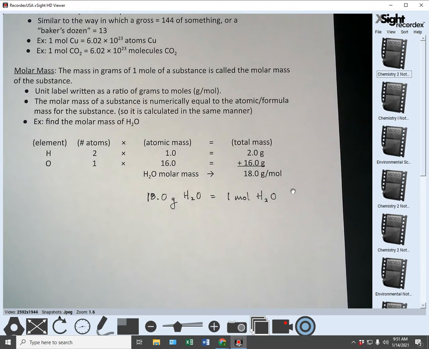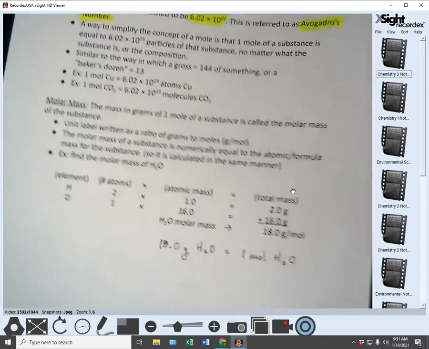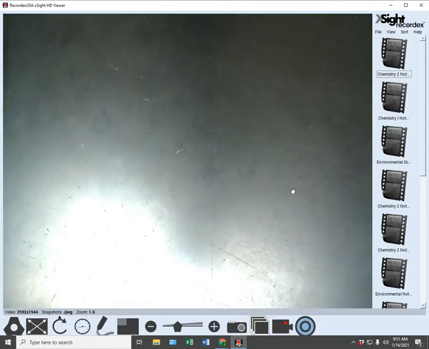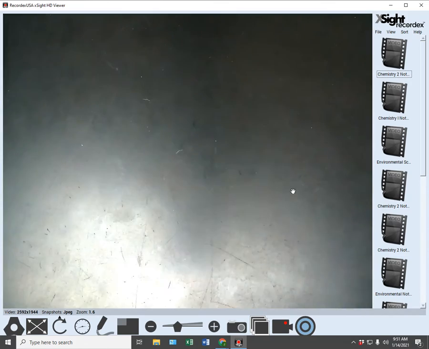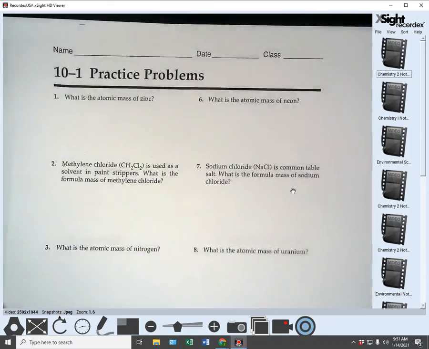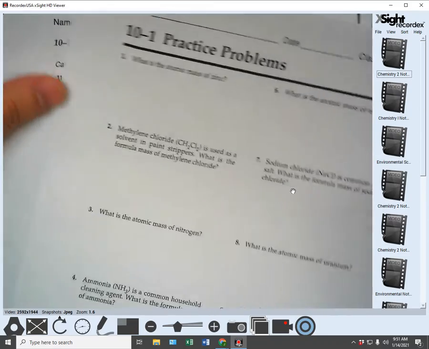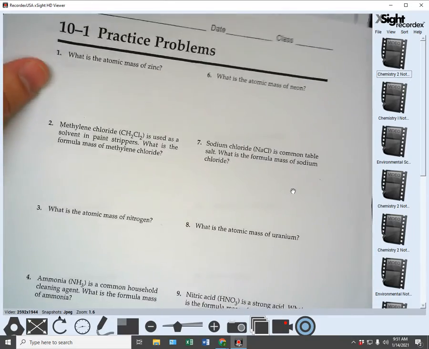Okay. All right. So that's it for the notes section. Now, along with this information, because a lot of this is easier to see and understand if you actually do the problems, I am going to walk through one of each type on the homework. So the homework is 10-1 practice problems. It's a double-sided, two-page worksheet.